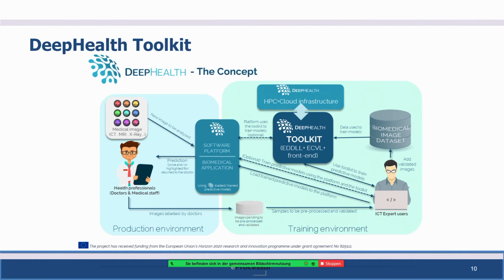So for all of this to work, there is a training environment that you see on the right part of the figure, which is where the computation and all the computer science part takes part, right? So the idea is that the health professionals provide labeled images with well-known health issues. And what the project does is build a biomedical image dataset with those images that is used to train an artificial intelligence model based on two main libraries, EDDLL and ECVL.